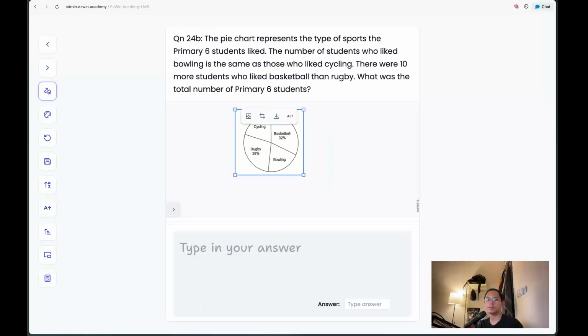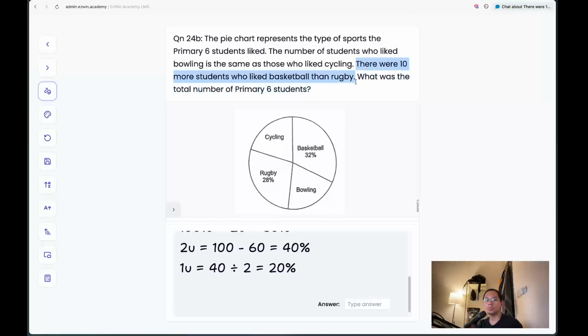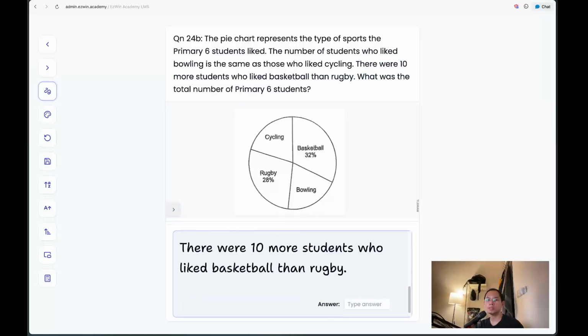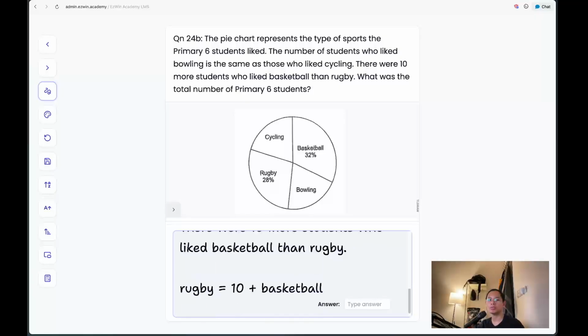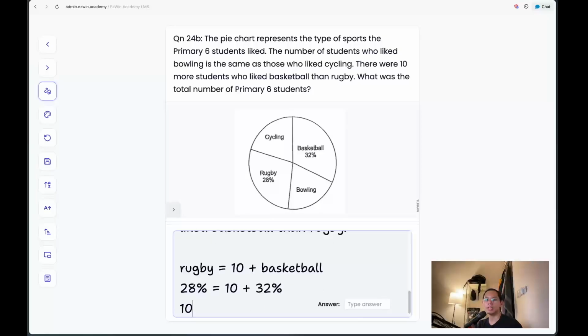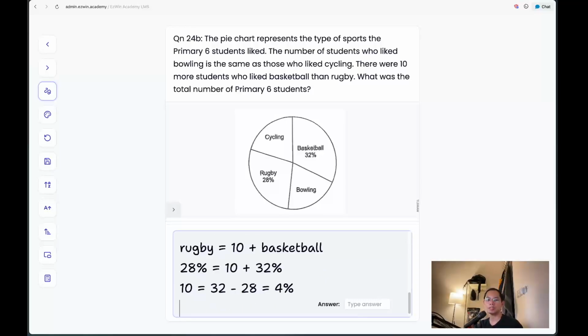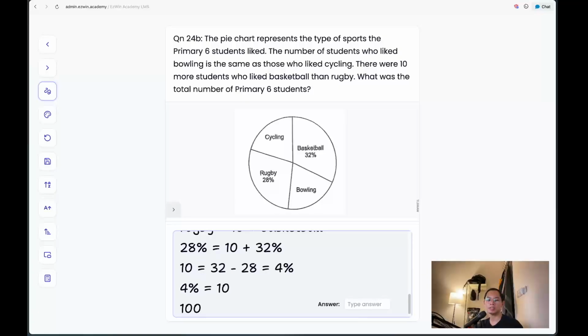So for part B, it says there were 10 more students who liked basketball than rugby. What was the total number of primary 6 students? So that means basketball is equal to 10 plus rugby. We know the percentage for rugby is 28%, and basketball is 32%. So that means 10 is equal to 32 minus 28, which is 4%. So 4% is equal to 10, and 100%, which is the total number of students.